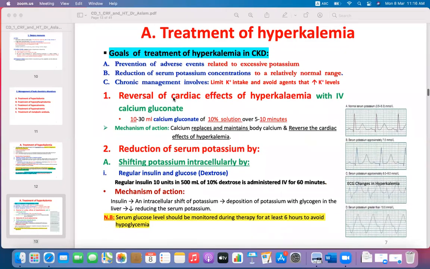This is the treatment. If you see the graph here, what is the effect? This is a normal serum potassium, 3.5 to 5 millimole per liter, and you can see this type of graph. With serum potassium approximately 7, the T waves are elevated. See, the T waves are elevated. And if there is hyperkalemia with serum potassium approximately 8 to 9 and 10 millimole, see what happens in the ECG graphs.